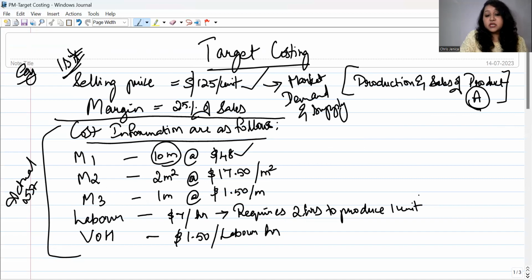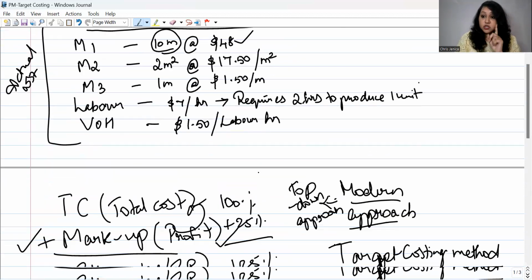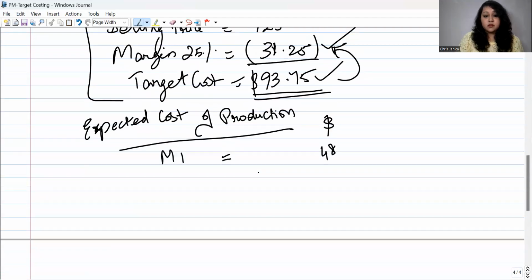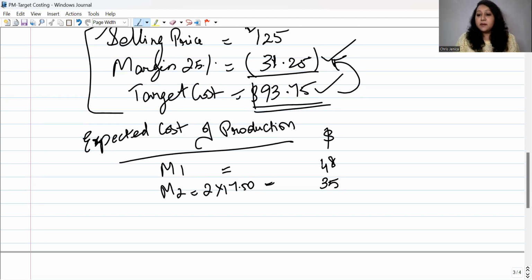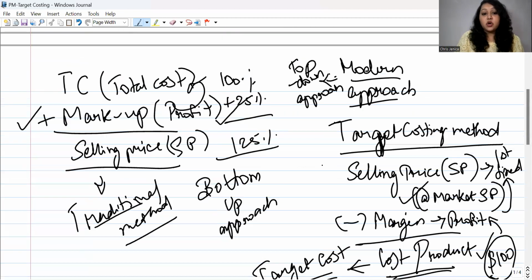Then 2 meter square at 17.50 per meter square, which means for producing product A, I require 2 meter square of material 2, and 1 meter square is going to cost me $17.5. So if I need 2 for producing one product, I have to multiply it. M2 is equal to 2 into 17.50, which is equal to $35. So M1, all 10 meters together, cost 48, so I directly took 48. Then for M2, I need 2 meter squares for one unit of product A, which will cost me $35.